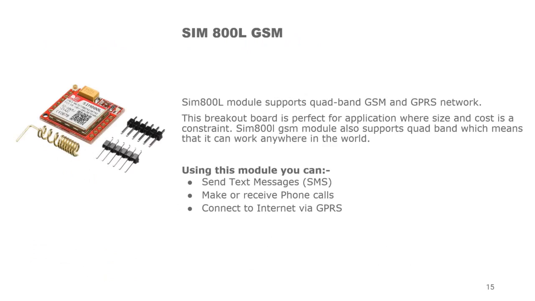The next component is the SIM 800L GSM module. It supports quad band GSM and GPRS network. This breakout board is perfect for applications where size and cost are a constraint. The SIM 800L GSM module also supports quad band, which means that it can work anywhere in the world. So using this module, we can send text messages, make or receive phone calls, and connect to the internet through GPRS.